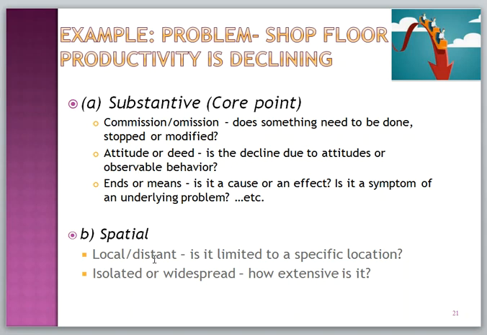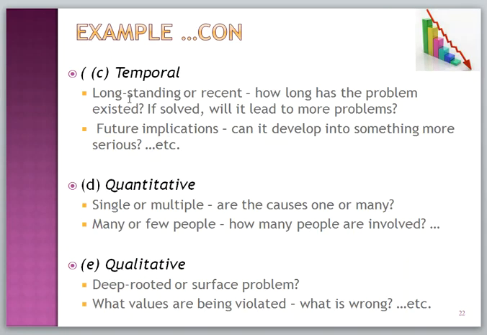Spatial part, which is the place. Is the problem local or far distant? Is it limited to a specific location or in different locations? Is it isolated or widespread? So all these issues are related to the place, or the where. Number 3 is about the time, temporal. Is it a long-standing or recent problem? Something happened just recently. Does it exist for a long time? Will it lead to more problems in the future? So all this data we may need to collect in this dimension analysis.